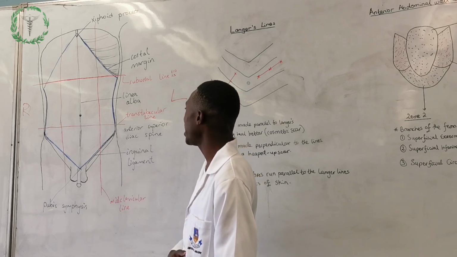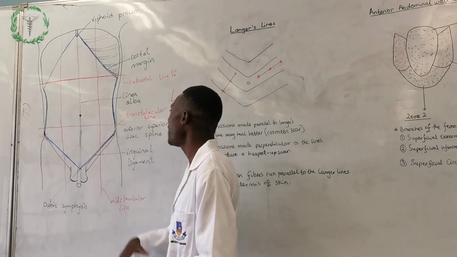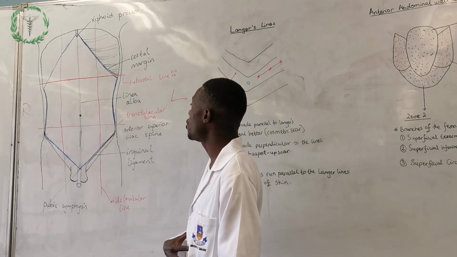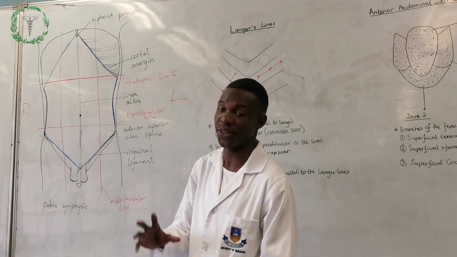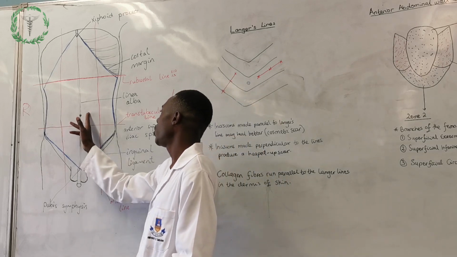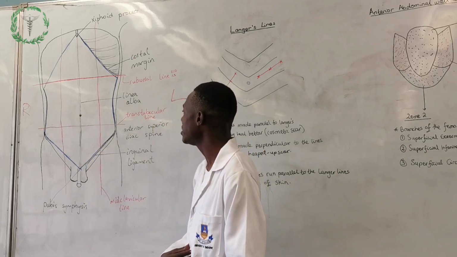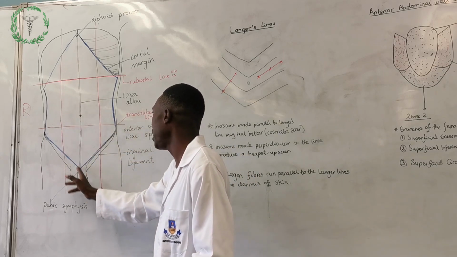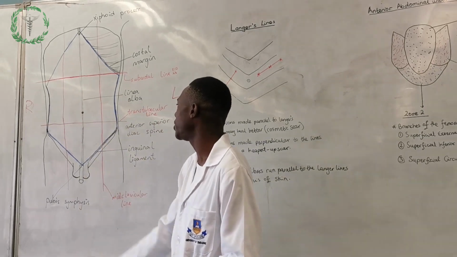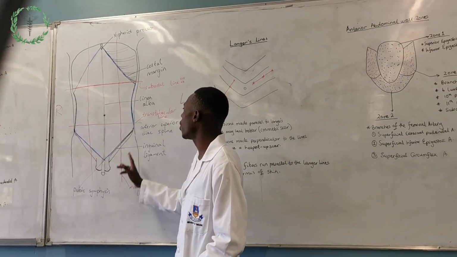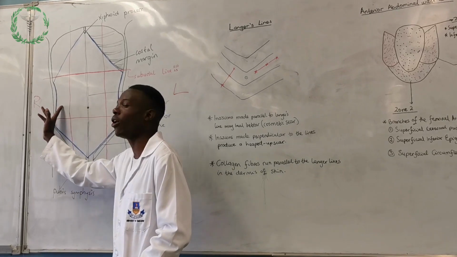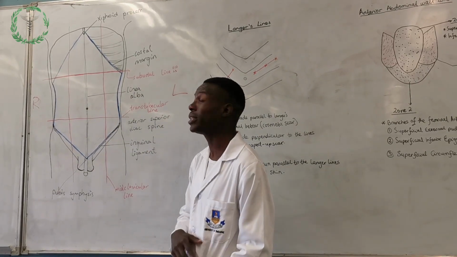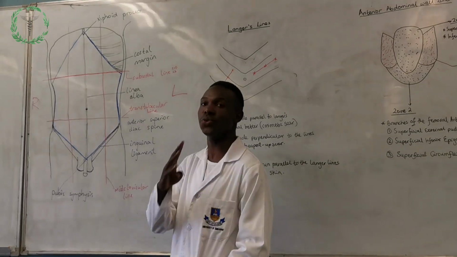This being all said, we can also further divide or partition the abdomen into quadrants. Here we have what's called the umbilicus. We have a median plane running along the middle, and then we also have a transumbilical plane. These planes are very important because they divide the abdomen into 4.